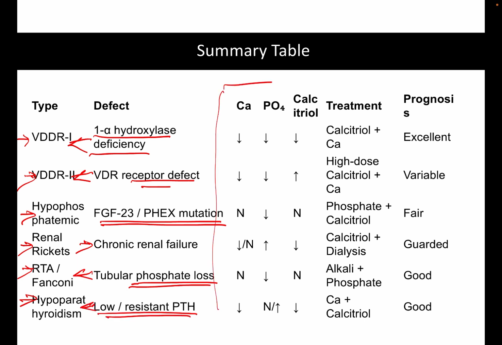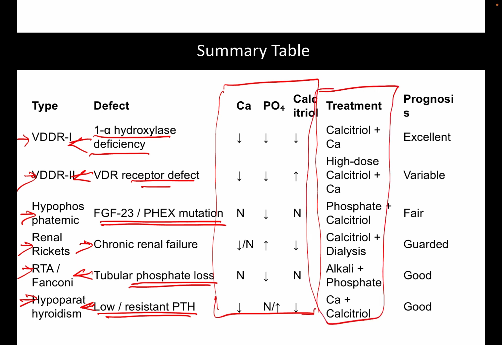As we have discussed previously, this is how the laboratory reports will look, and the treatment of choice is drugs like calcitriol and calcium combination, depending upon the cause and the requirement of dialysis. Except for renal rickets, which has a guarded prognosis, and vitamin D dependent type 2, which has a variable prognosis, all other types of non-nutritional causes have an excellent to good prognosis if detected early and treated early.